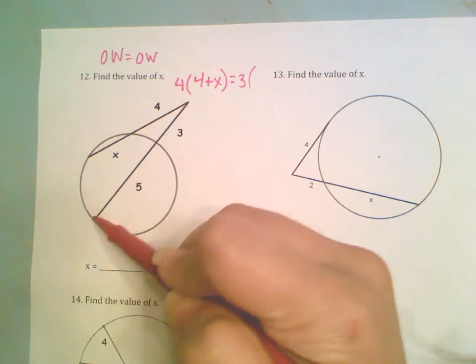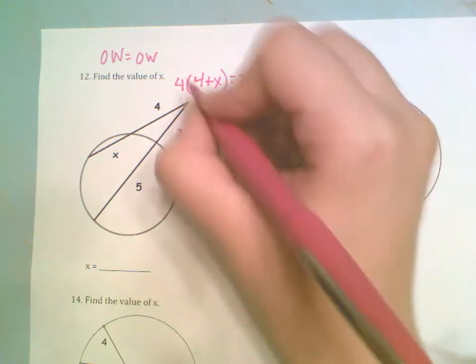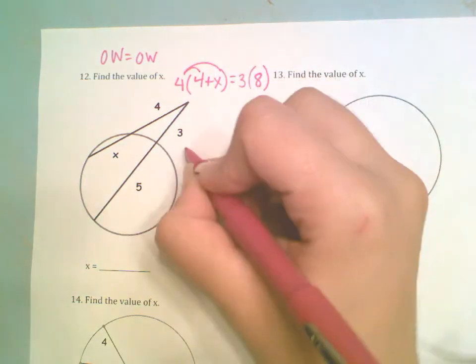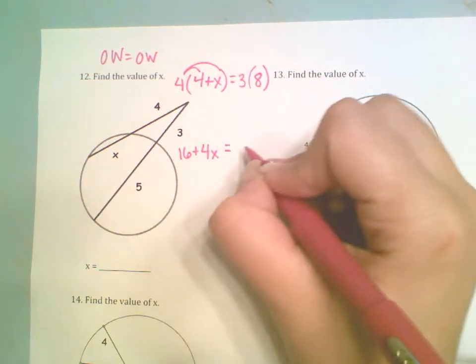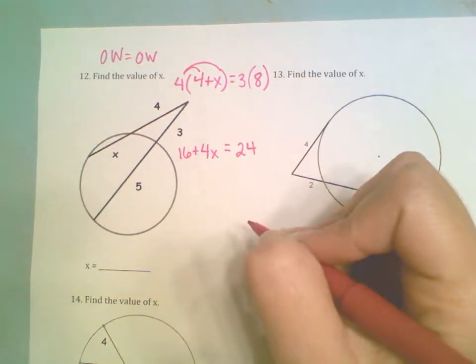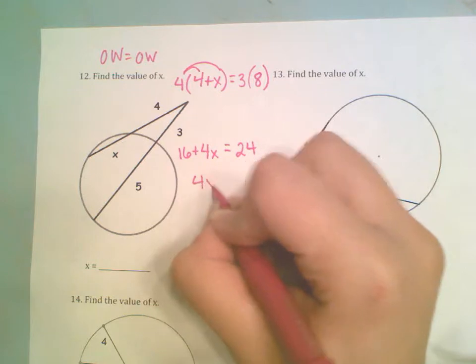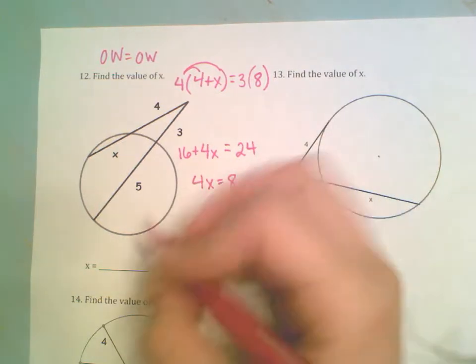The whole thing is going to be 5 plus 3, which is 8. We'll then distribute our 4 to get 16 plus 4x equals 24. If we subtract 16 from both sides, we'll get 4x equals 8, and we'll divide both sides by 4, so x must be 2.